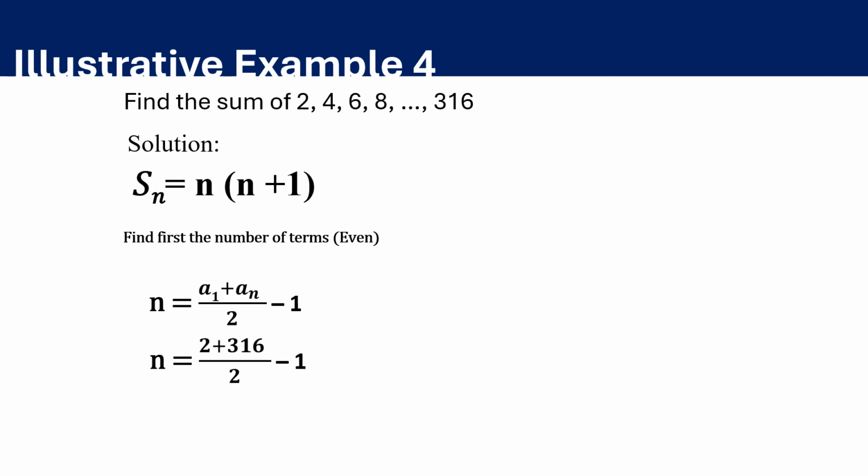Alright? So, your a sub 1 is 2. That's the first term. Your a sub n, or the last term given in the sequence, is 316, divided by 2 minus 1. So that would be 2 plus 316 is 318 divided by 2 minus 1 will give you 158. So, ibig sabihin, yung ina-add natin mula 2, 4, 6, 8 hanggang 316 ay 158 na numbers. That's why your n is 158.